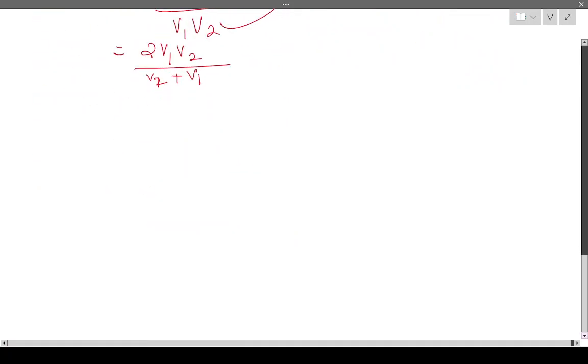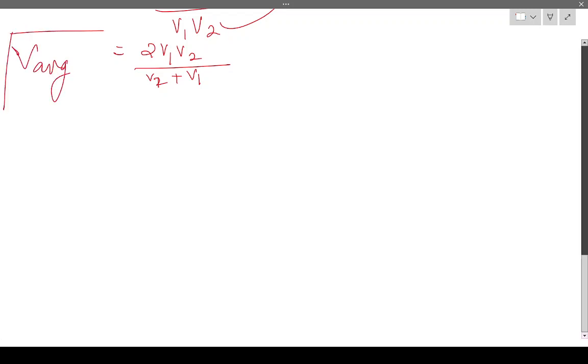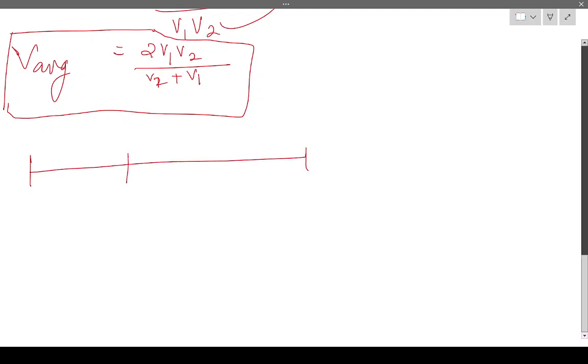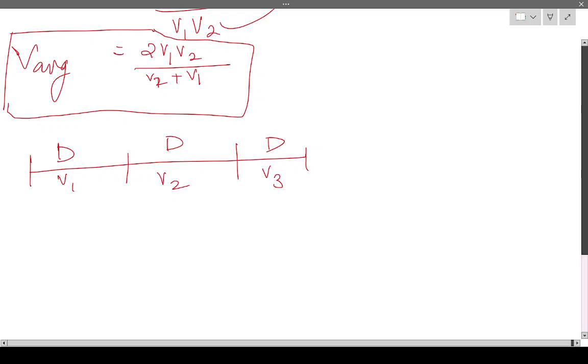Okay, so this is the V average. This formula you should remember because so many questions they ask based on this formula. So when covering two equal distances with speeds V1 and V2, what is the average speed? 2 V1 V2 by V1 plus V2, or V2 plus V1. Now, suppose I'm giving you three equal distances, like this is D with V1, this is also D with V2, and this is also D with V3. So this is a catch.